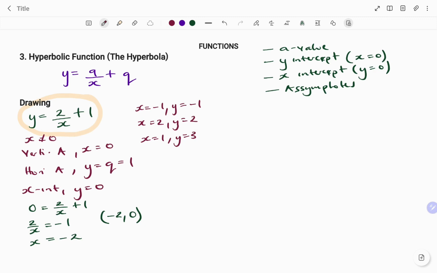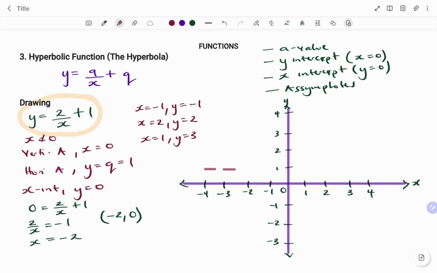We have a horizontal asymptote at y equals q, which is +1. The asymptotes are lines on the graph that the graph is not going to touch. And then we have the vertical asymptote at x equals 0, so that's exactly on our y-axis.